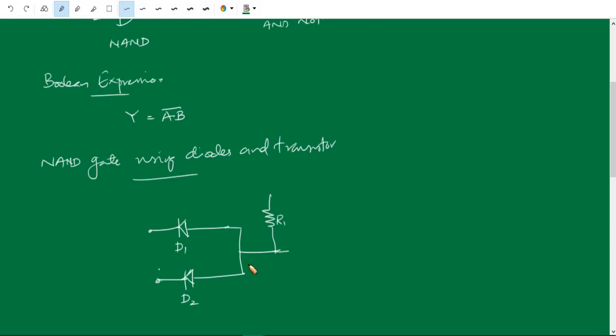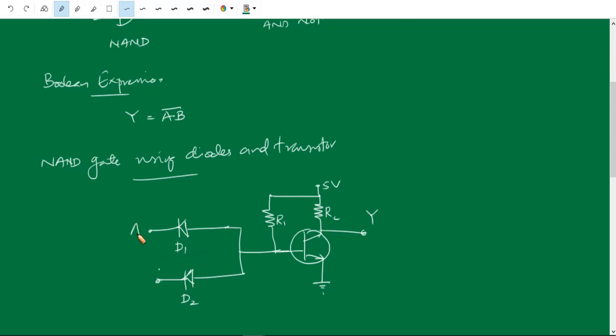Now this is the output Y of the AND gate. Now it is given to a NOT gate. The NOT gate is constructed using a transistor, which we have also discussed already. The base is the input of the NOT gate, and the collector resistance is RC. This is also connected to the plus 5 volt. The emitter is grounded, and this portion is the output of the NOT gate, which is the output of the NAND gate.